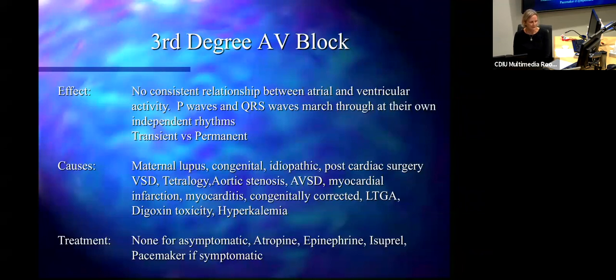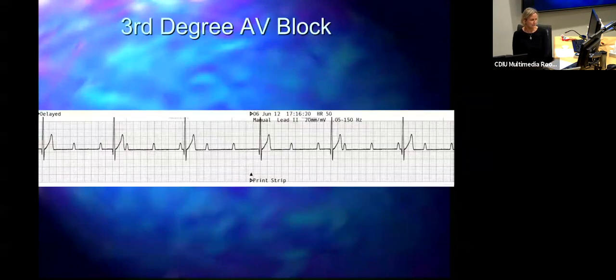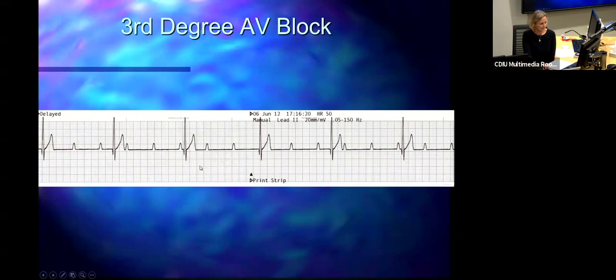Myocardial infarction, myocarditis, congenitally corrected transposition, or CCTGA or LTGA, dig toxicity, hyperkalemia. And then treatment depends on what their symptoms are. If they're too slow, then atropine, epinephrine, isoprel, and pacemaker. So here's a good strip on third degree heart block.